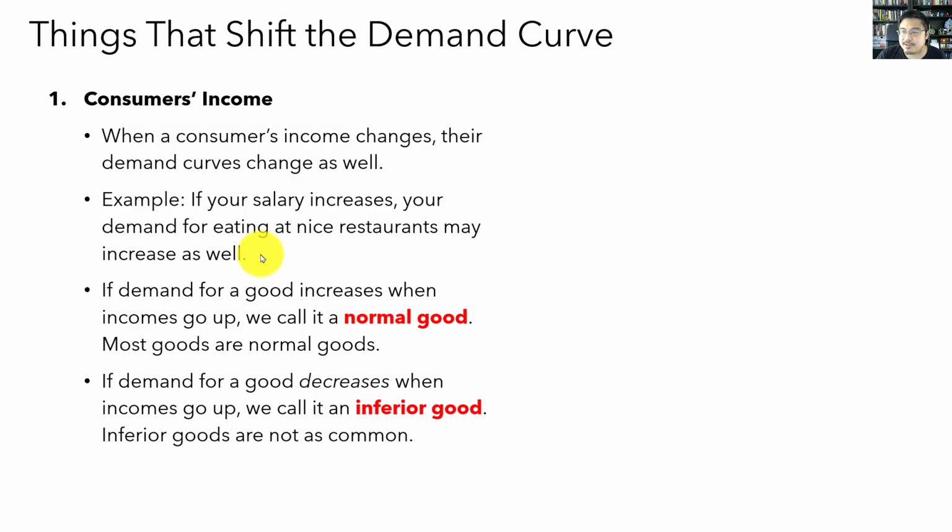And that's the case for most goods, right? Which is that the demand for a good is going to increase when the consumer's income goes up. And if that's the case for a good, then we call that good a normal good, okay? And most goods are normal goods because for most goods, you're going to demand more of it when you get richer. But it's also possible for demand to decrease when incomes go up, okay? And when that's the case, we call the good an inferior good. Right? Inferior goods are not as common as normal goods, but they do exist, right? There are things that people tend to demand less of when they get richer.